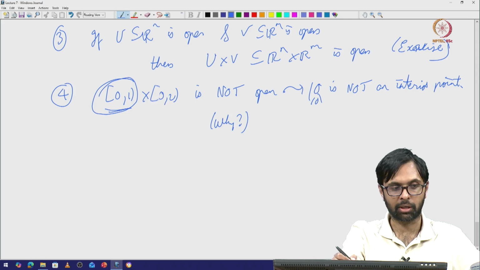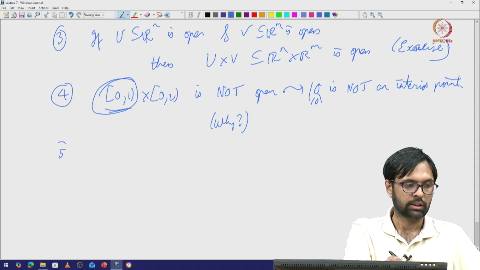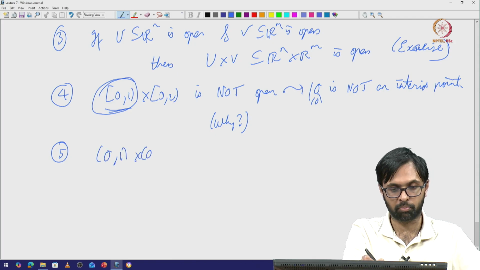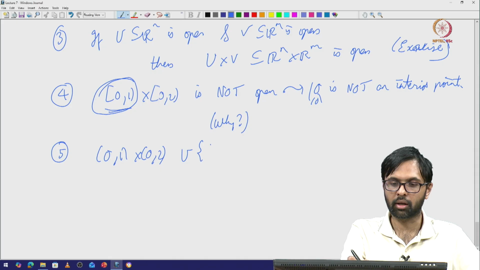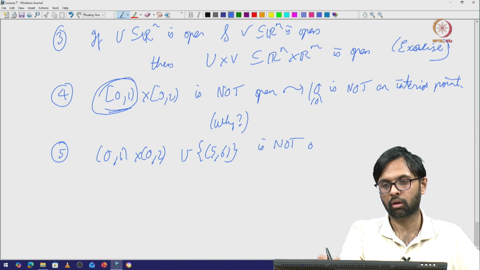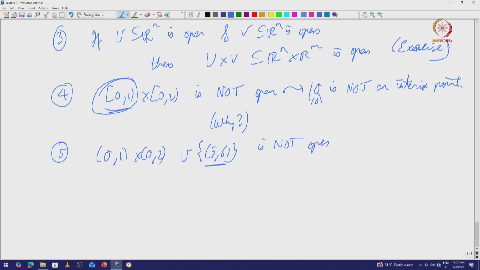Please think about this. Now, if you take the set (0, 1) cross (0, 2), this is open, but if you take the union with this particular point, this is not open. Why not? Because if you take this point, it cannot be an interior point. If you take a small enough ball around this point, it will contain points which are not here. So in other words, no small enough ball around this point can ever be a subset of this. So this is not an open set.